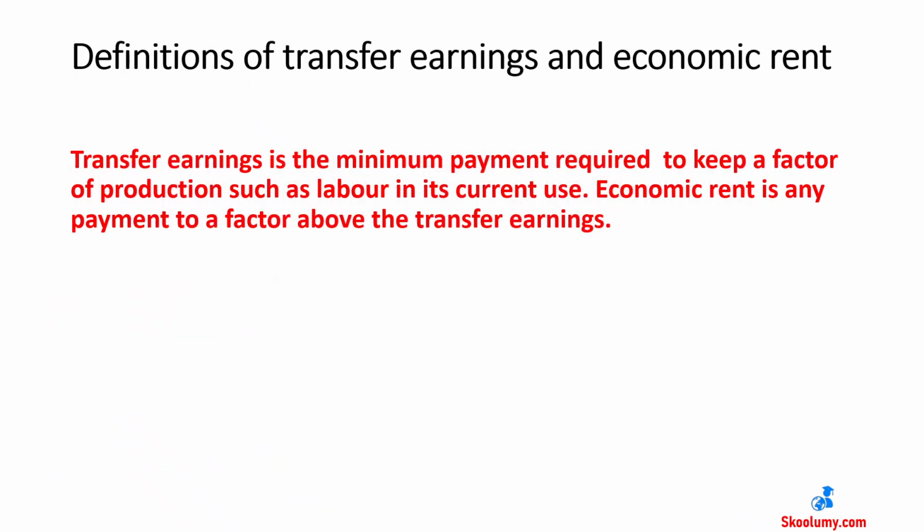The definitions of transfer earnings and economic rent are as follows. Transfer earnings is the minimum payment required to keep a factor of production, such as labor in its current use. Economic rent is any payment to a factor above the transfer earnings.